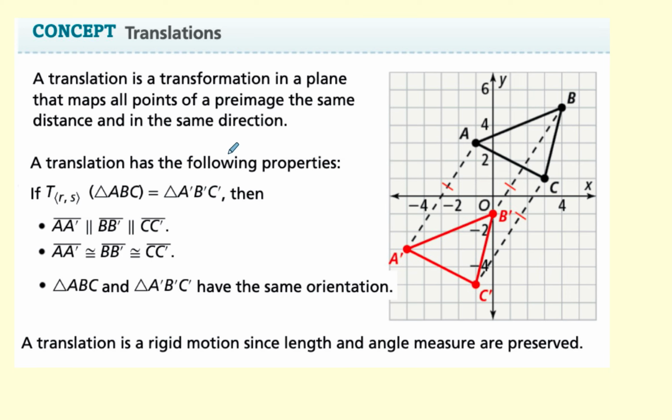So translations are moving points in such a way that they're just kind of sliding them over. But the mathematics is that this slide that's taking place, all of these pathways are parallel to each other, and the amount of distance that it's traveling are all congruent to each other. These figures have the same orientation. Notice that they are facing the same way. B is on the right-hand side, B is on the right-hand side, facing the same direction.